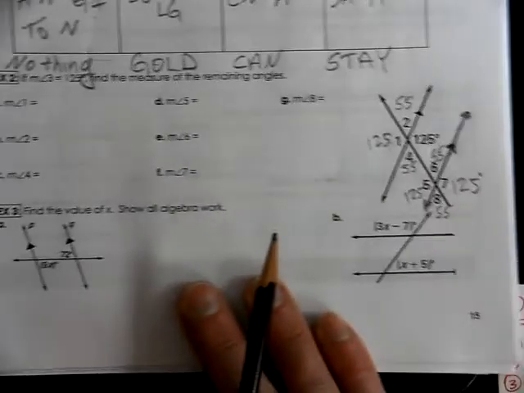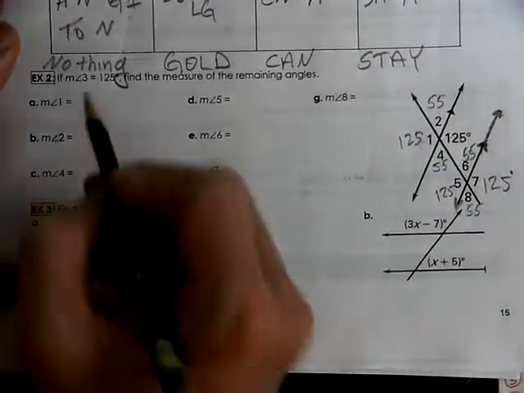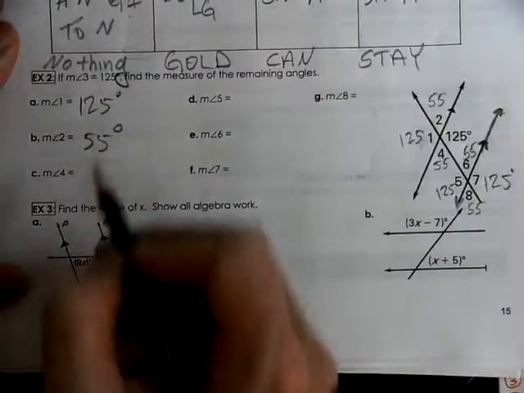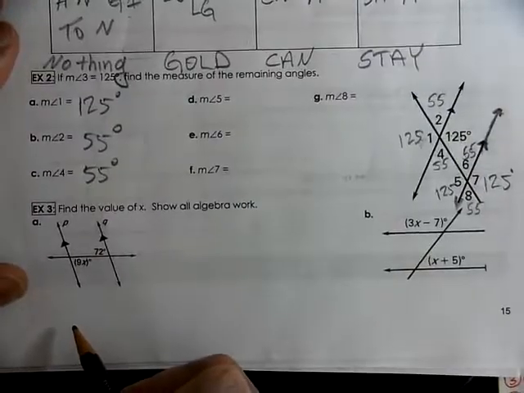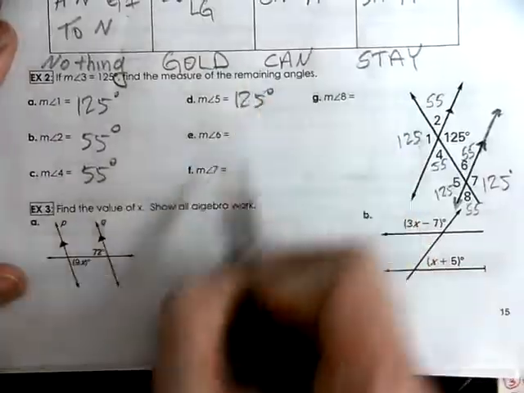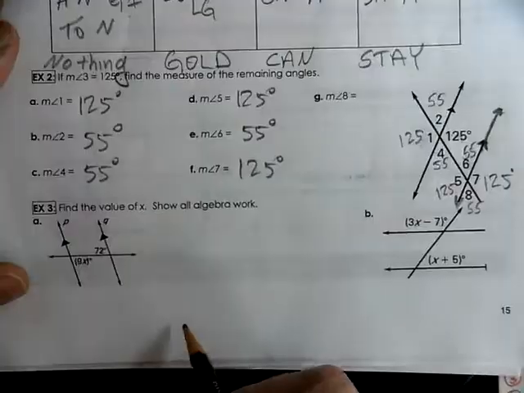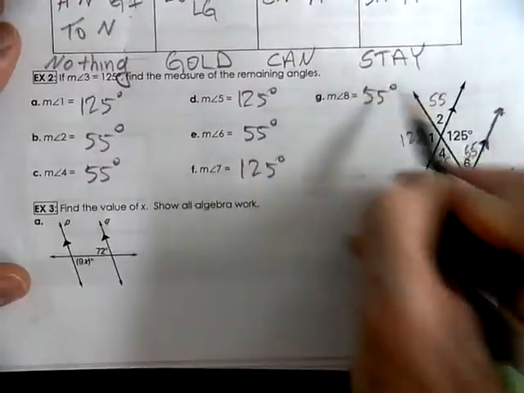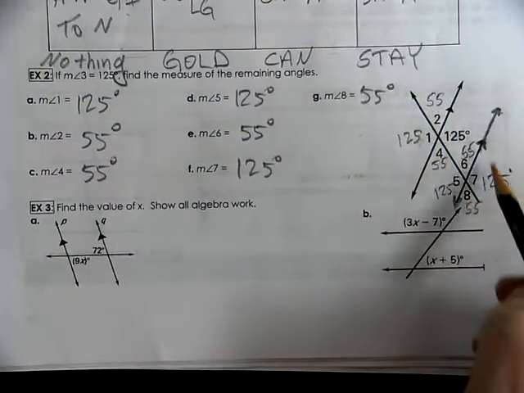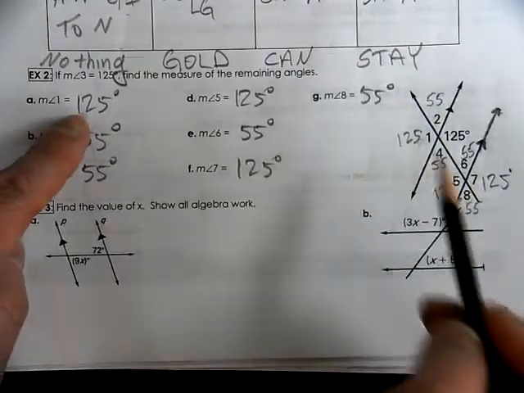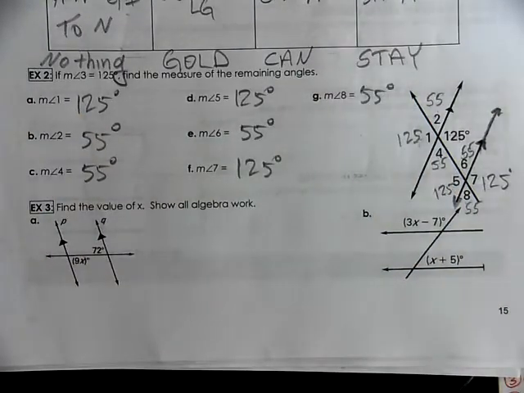So you could come on over here to our values, and you would know that angle 1 is 125, angle 2 we said was 55, 55, 5 was 125, 6 was 55, 7 was 125, and 8 was 55. Notice how we did all our calculations first, then it was real easy to fill in the rest of the questions. If you go one question at a time, sometimes that can get a little tricky. Just go to the picture, decipher what's happening, and then worry about answering the individual questions.